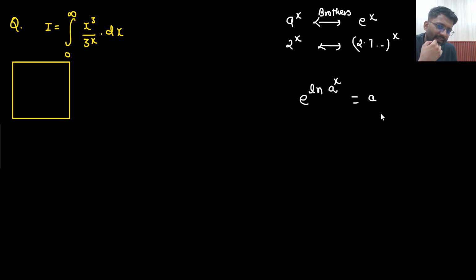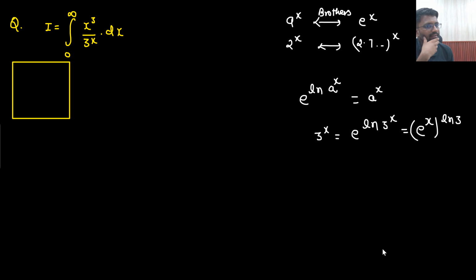If I put a power x here, it can be written as a to the power x. That means 3 to the power x can be written as e to the power ln 3 to the power x. So they are brothers. This is what I am saying. Are you able to understand this point? So what will it become? The x can come outside, so e to the power x times ln 3. This is what it is.